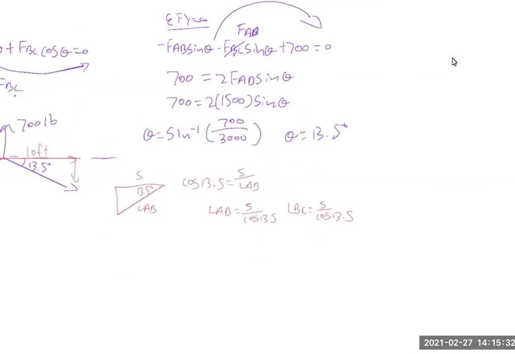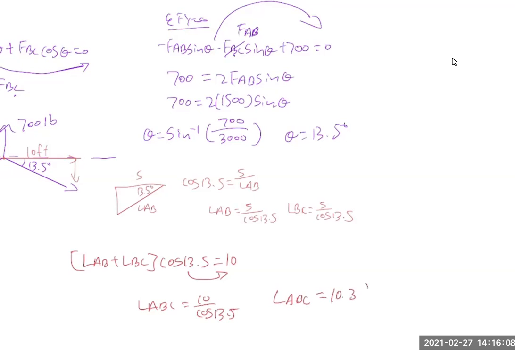Okay, from this step on, we have to add LAB and LBC together because the whole triangle is LABC. So LAB plus LBC. Then we can bring this over 13.5, and then they'll be equal to, because the total distance will be 10 feet. Okay, all right. And then what we can do right here, just bring this one down. So LABC equals 10 over cosine 13.5. All right, and LABC will be equal to 10.3 feet. Okay, so this is our final answer.